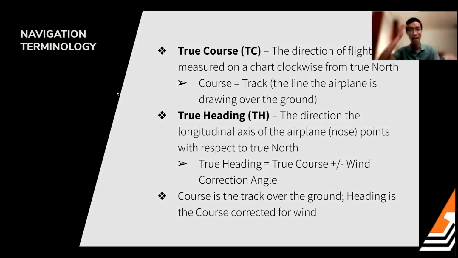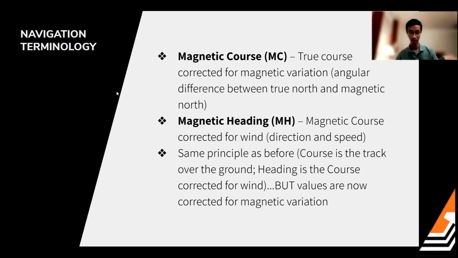Next, we've got magnetic course and magnetic heading, and again, it's a pretty simple and similar principle here. Magnetic course is your true course corrected for magnetic variation. Variation is basically the difference between true north and magnetic north. It's going to be a constant number, at least in terms of flight planning, and I'll show you guys where we can find that on the sectional chart. And then magnetic heading is your magnetic course corrected for the wind again. So it's a pretty similar thing.